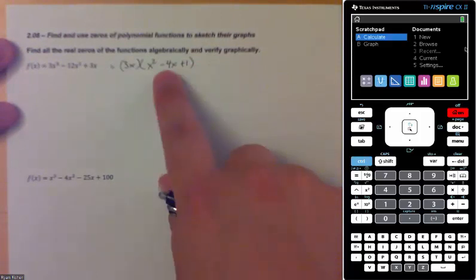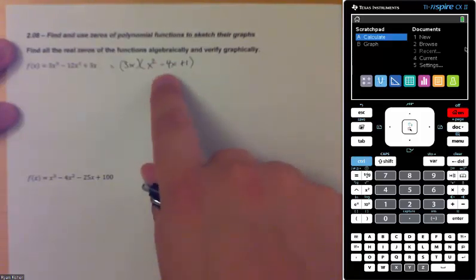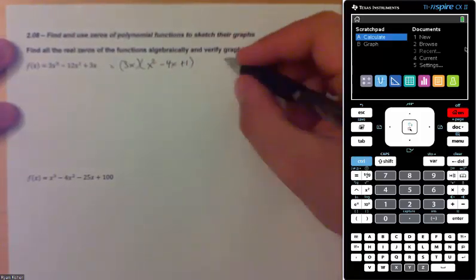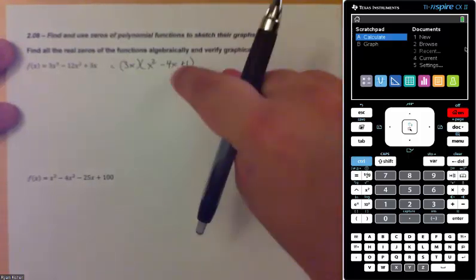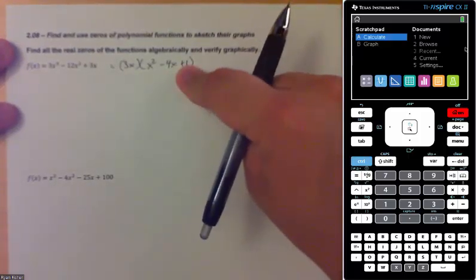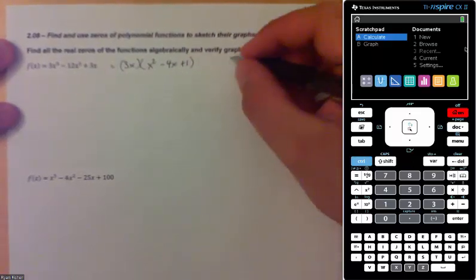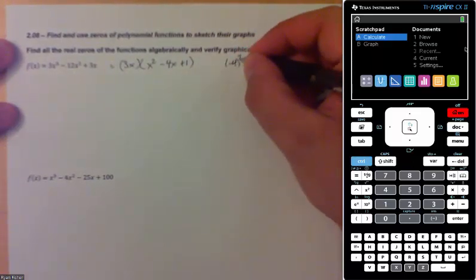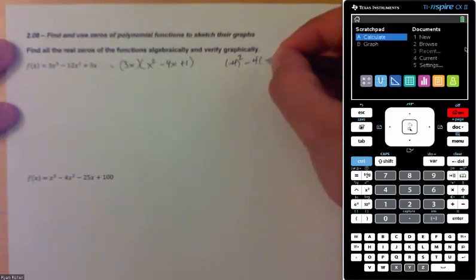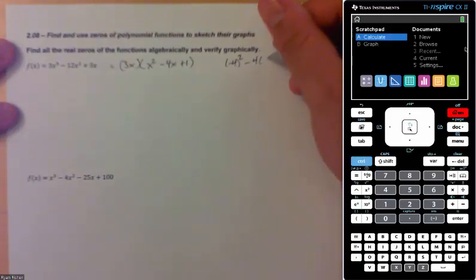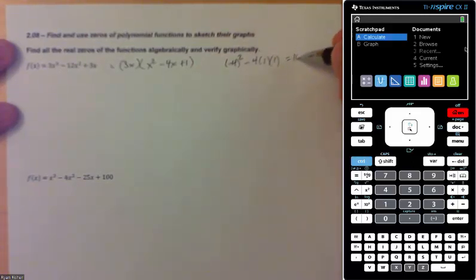So maybe we check to see if there are any more real zeros of this, using the discriminant, b squared minus 4ac. So negative 4 squared minus 4 times a times c. That's 16 minus 4, which is 12. There are 2 more real zeros because this discriminant is positive.